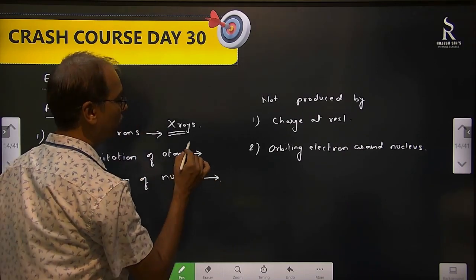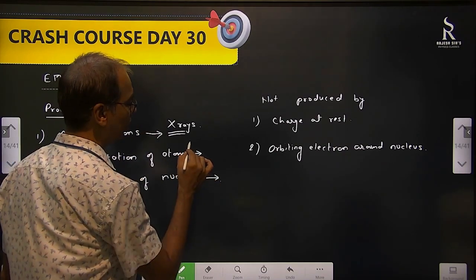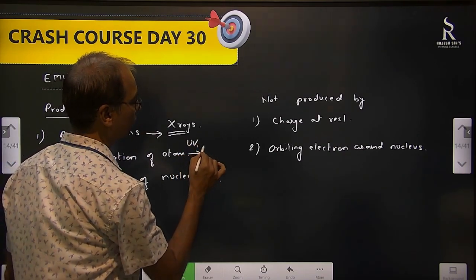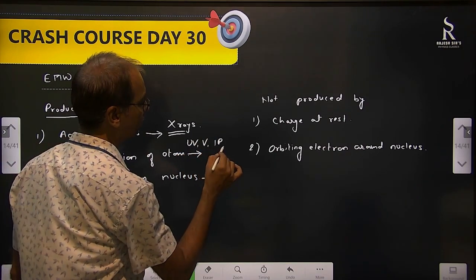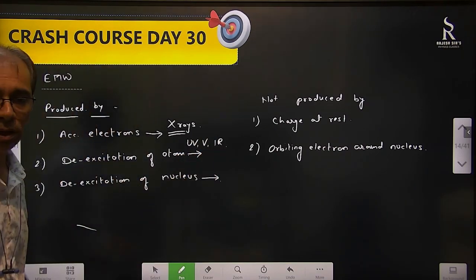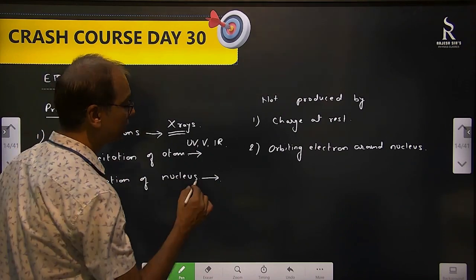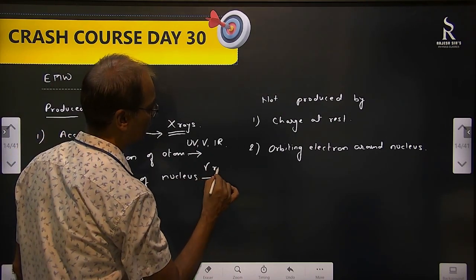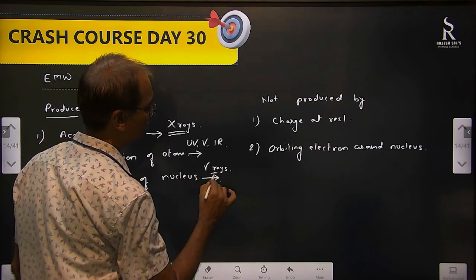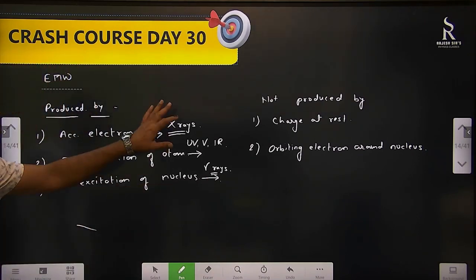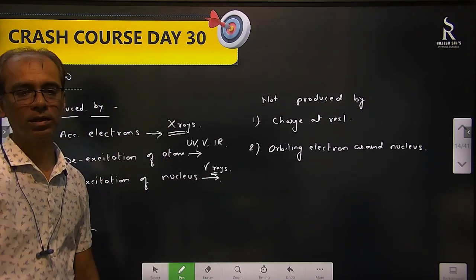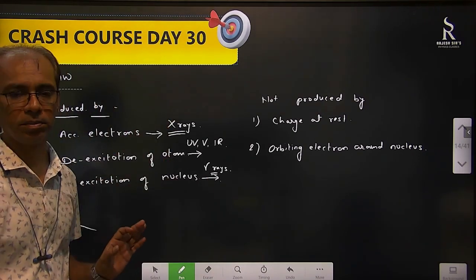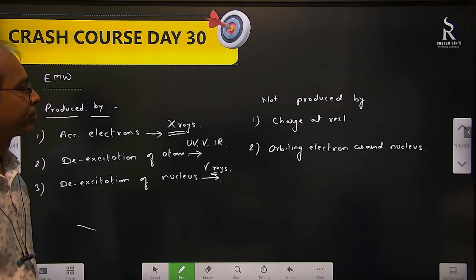In the atom case, what we got was ultraviolet, visible and infrared. De-excitation of a nucleus gives you gamma rays. So these are the types of waves that are normally produced. We can produce them.